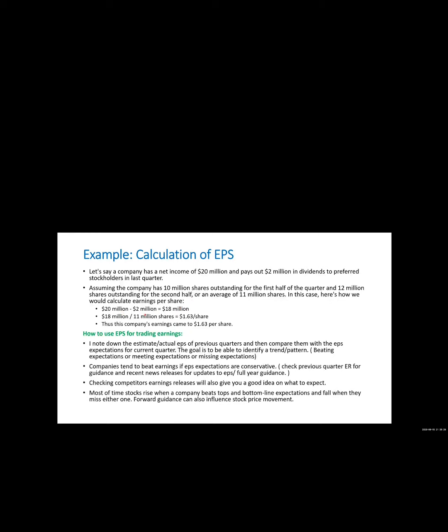Then you just have to divide that by the total number of outstanding shares. So 18 million divided by 11 million is $1.63, and you have to consider that on a per share basis. So $1.63 is the earnings per share for company ABC. Okay, so this is how you would calculate the earnings per share.